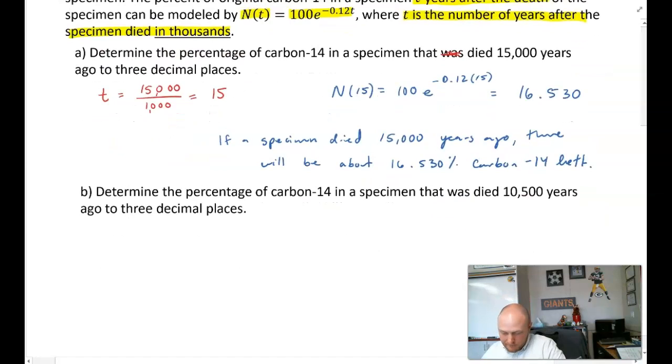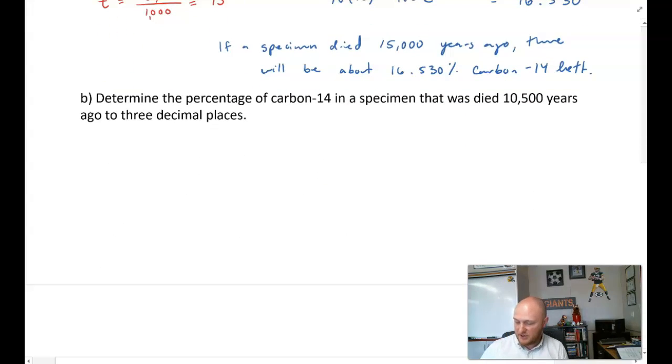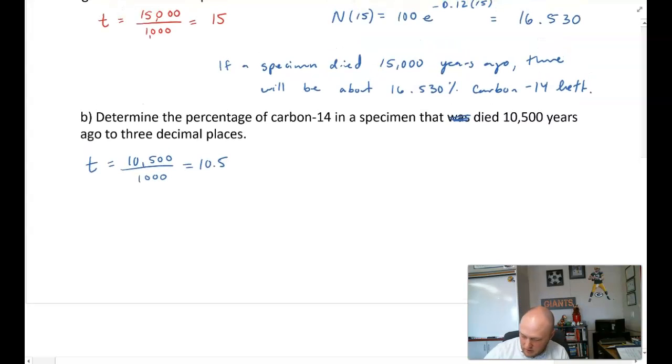All right, example number 2. Determine the percentage of carbon-14 in a specimen that died 10,500 years ago, to 3 decimal places. So again, we're going to take 10,500 and divide by 1,000, which gives us 10.5. I'm going to plug this into our function. N of 10.5 is 100 e to the power of negative 0.12 times 10.5. So we'll plug that in.